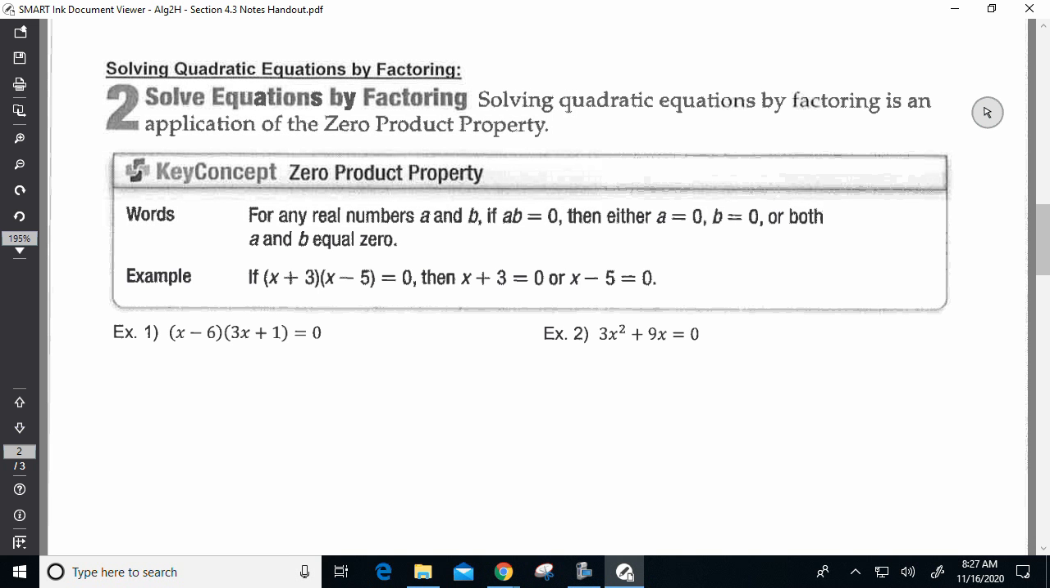So, factoring. To solve by factoring, you're taking something that's in standard form and you're factoring it. It's an application of what's called the zero product property. If you have two expressions set equal to zero, then you can split the two expressions apart. So in this case, x plus 3 times x minus 5 is equal to 0. Then either x plus 3 has to equal 0, or x minus 5 has to equal 0. One of those two has to be 0. Then you would solve it and figure out what it is.